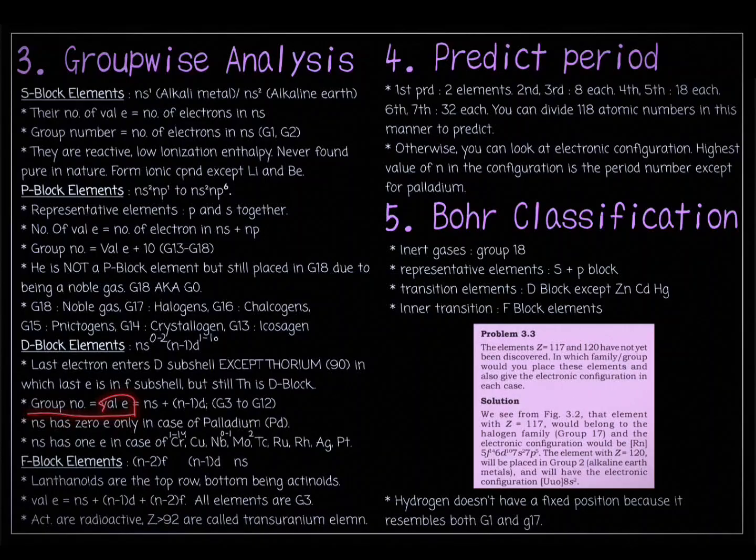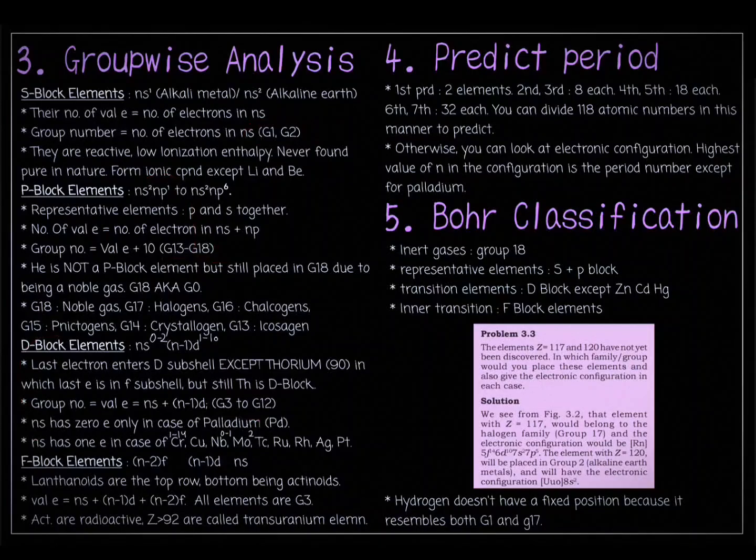Anyhow, so group number is equal to the valence electrons here, which is the number of electrons in ns plus the number of electrons in (n minus 1)d, the principal quantum number minus 1 d. And the groups possible here are group 3 to group 12. You see here how group 1, group 2 were with s, and group 13 onwards was with p. So the numbers in between are taken up by d. This is further proof that the d block elements are treated as intermediate between the s and p block elements.